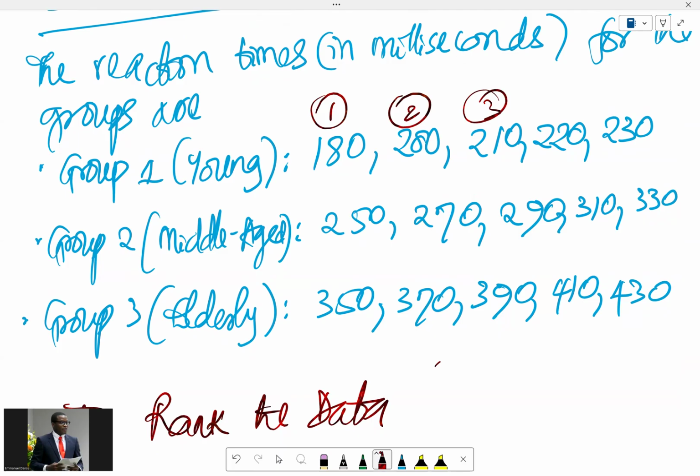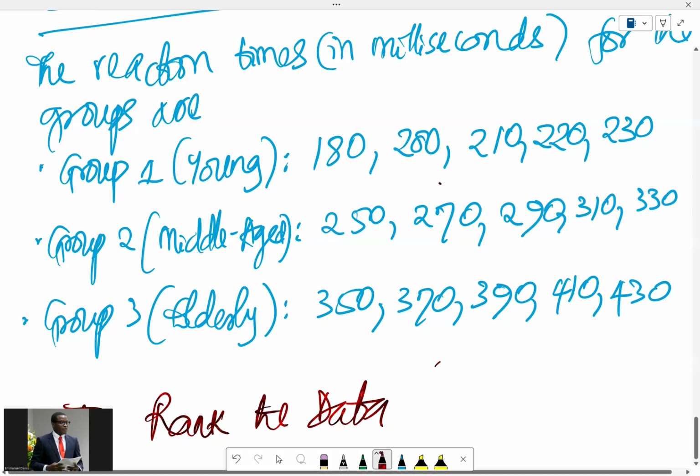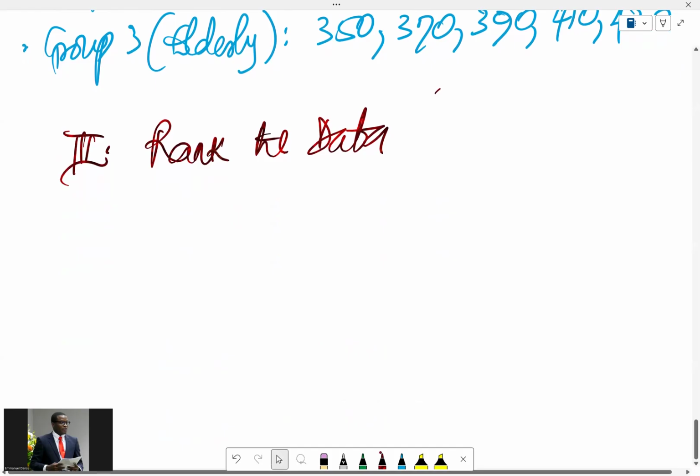I don't think we even have to stress ourselves because it's already ranked. We just need to know the total number. There's nothing mixed up anyway. Everything is in order. So we have 1, 2, 3, 4, 5, 6, 7, 8, 9, 10, 11, 12, 13, 14, 15. So we have 15 all together. Let's go ahead and put that in a table.